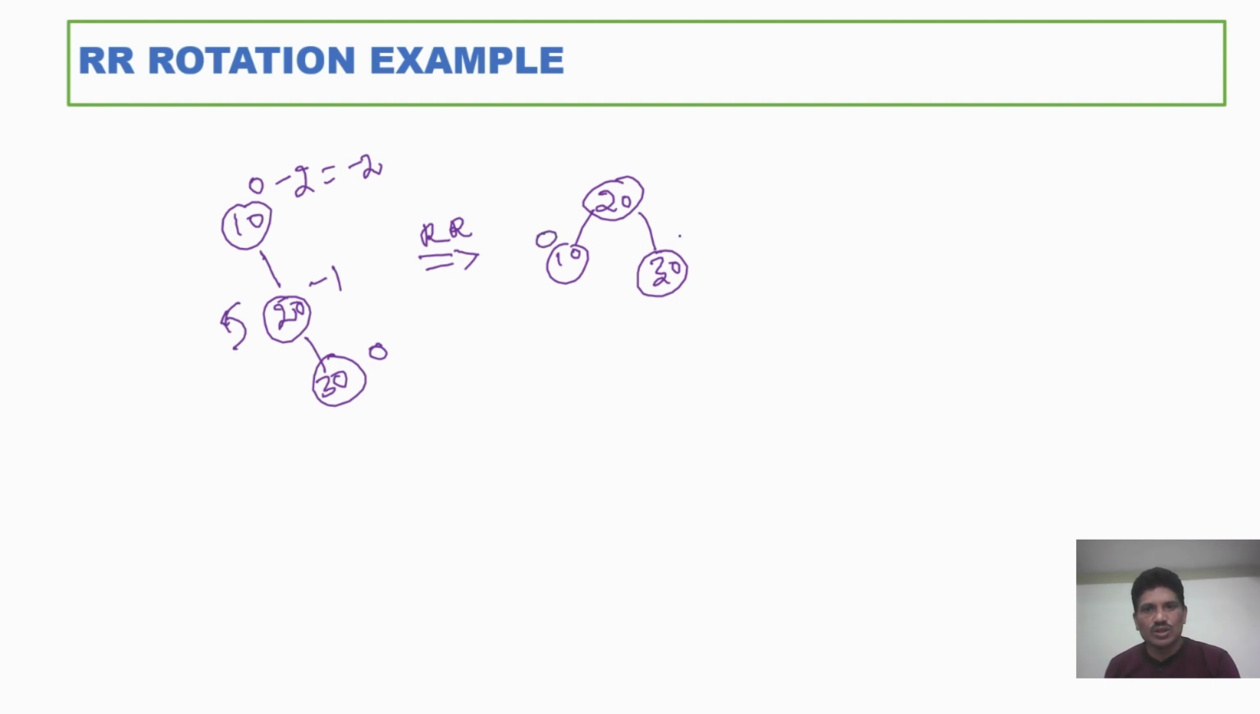The balance factor is 0. The balance factor is 0. It is also left child minus 1, 1 minus 1, so the balance factor would be 0. Now it is called an AVL tree.